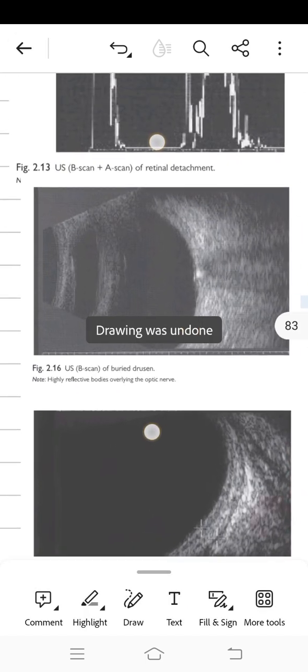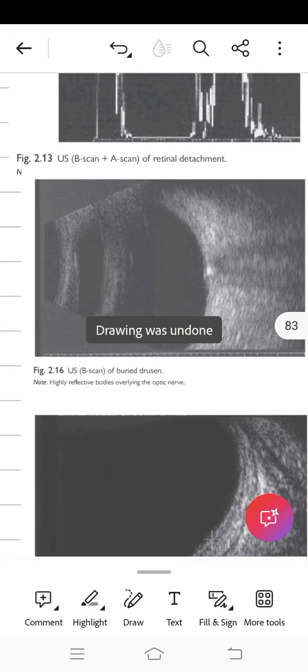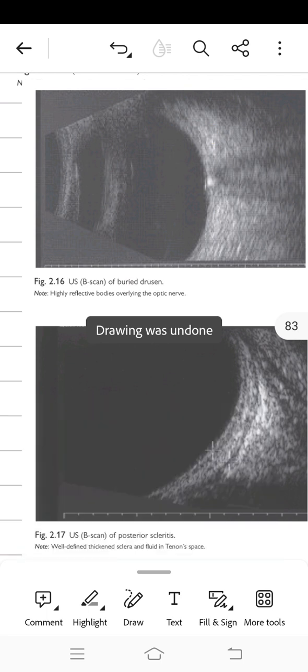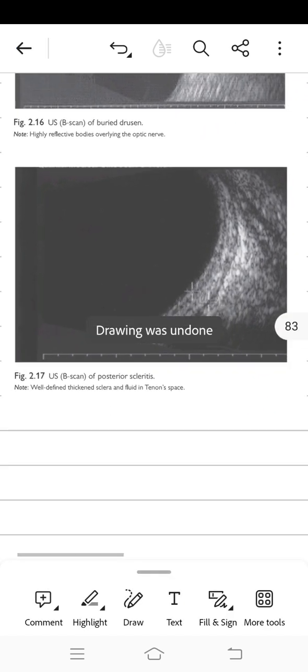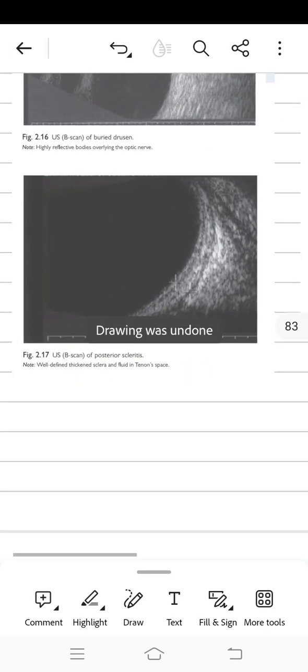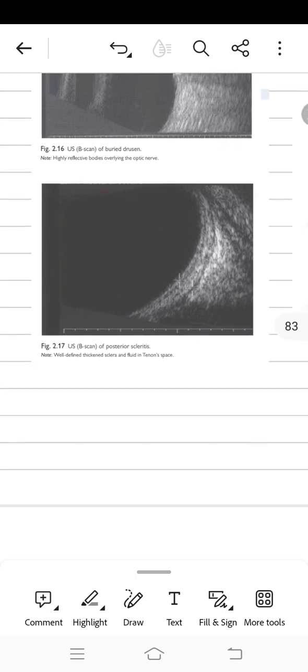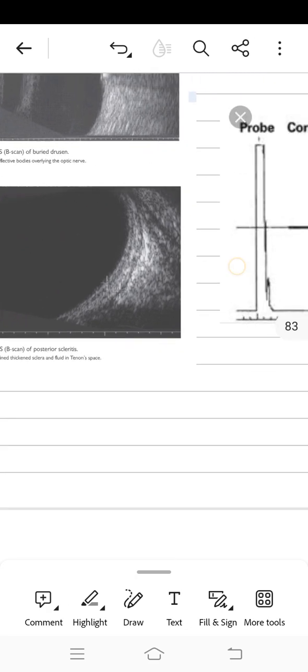Here is a picture of ultrasound of buried drusen. Then here is a picture of ultrasound of posterior scleritis: well defined thickened sclera and fluid in the Tenon space.